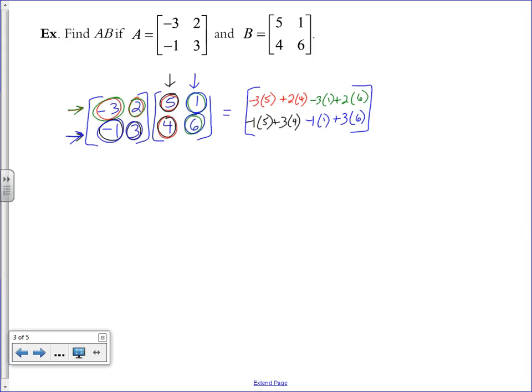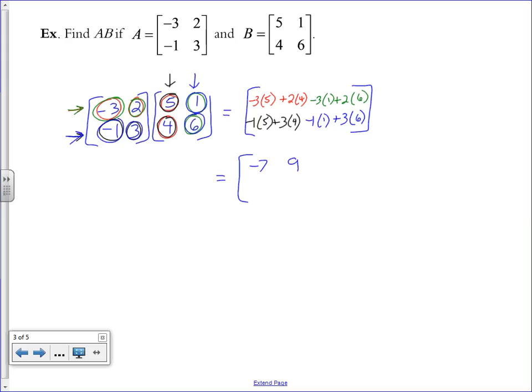Then move down. Second row by first column, second row by second column. Now in my answer matrix, I want to simplify all of this. It simplifies exactly the way you can expect it to. So we're going to do -3 times 5 is -15, plus 8 is -7. -3 times 1 is -3, plus 12 is 9.